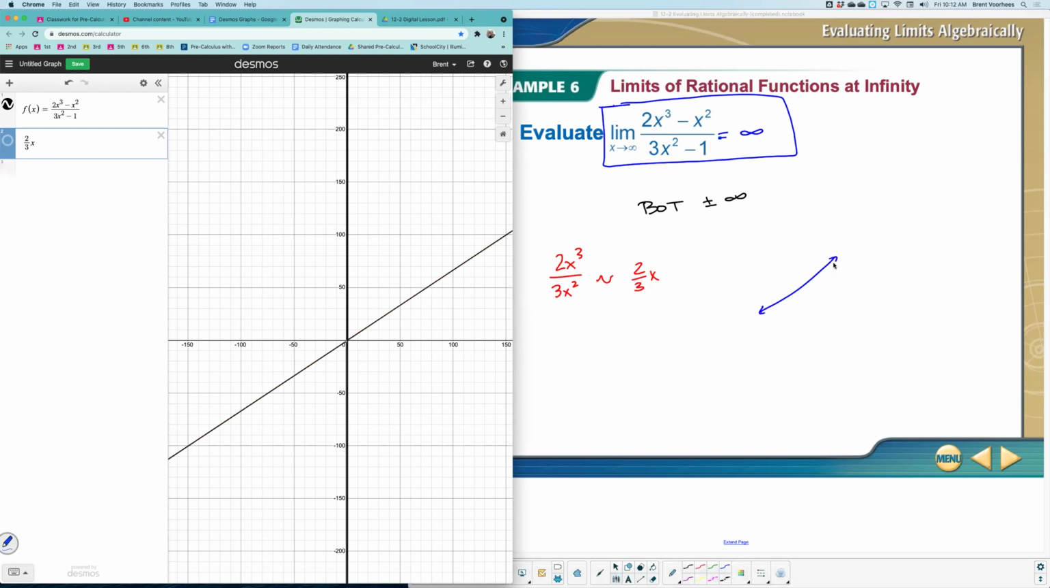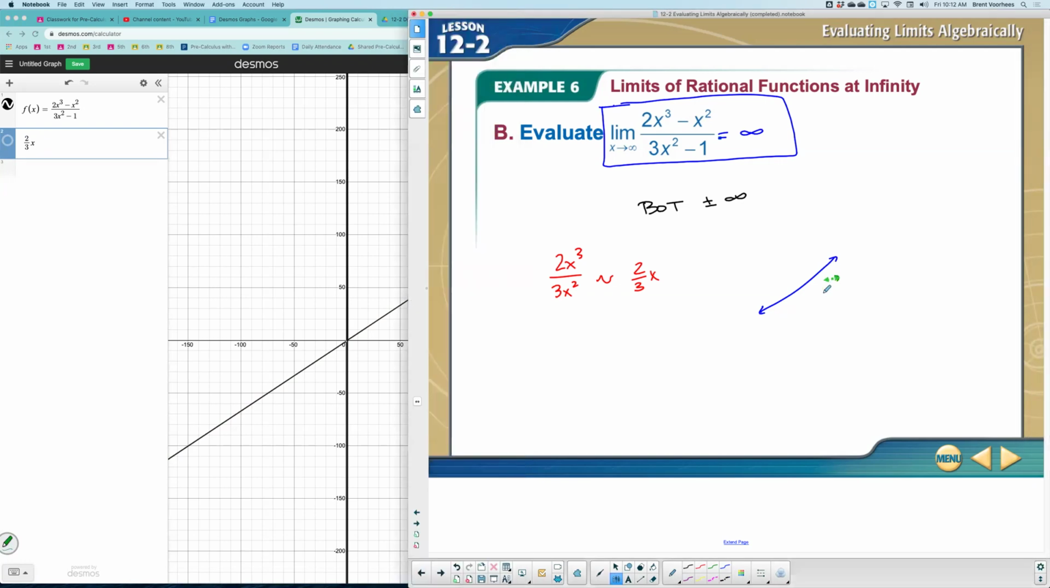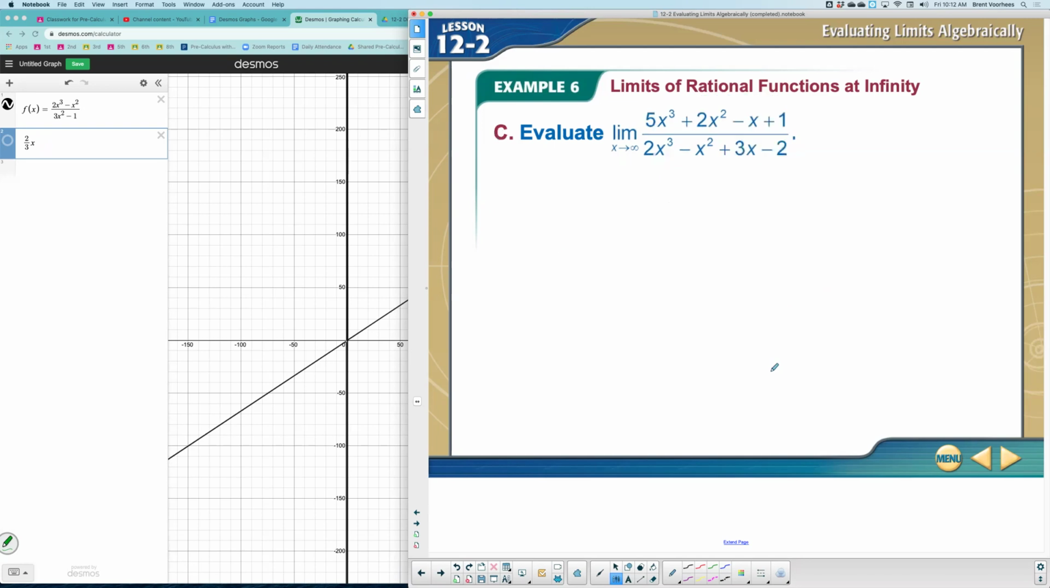And so as we go right forever, as this graph goes right forever, let me try this again. Right forever, the y's go up forever. And that's kind of the pattern there. So now let's see this one.